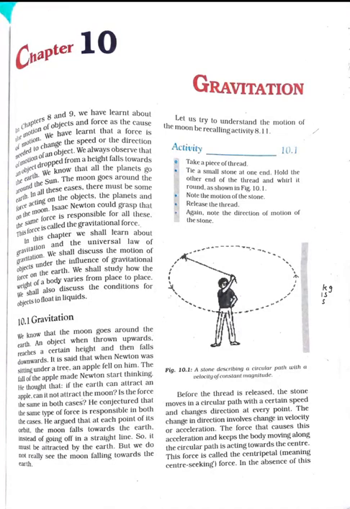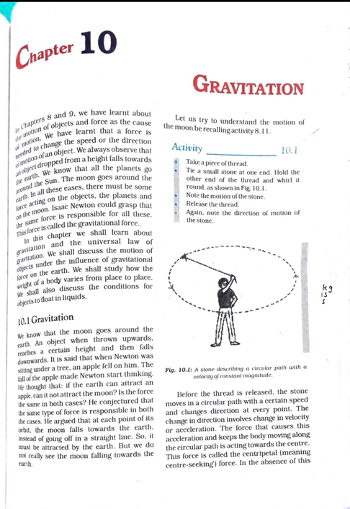Hello students, today we are going to learn gravitation. You know that an object dropped freely from a height falls towards the earth. Planets revolve around the sun and the moon revolves around the earth. For this motion of the object, planets and moon, some force must be acting on it. So Newton called this force the gravitational force.